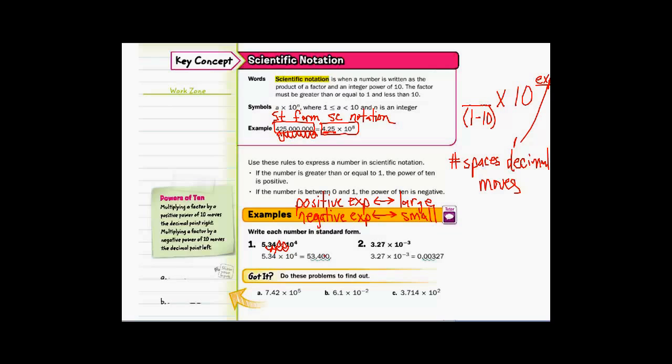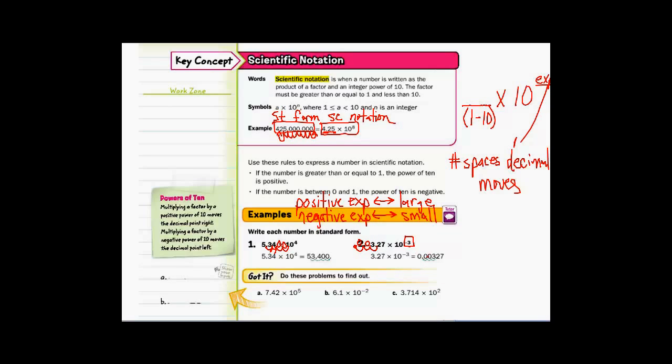53,400. This time I've got a negative exponent. Negative exponents I should associate with very teeny tiny small numbers. If I move this one to the right, I'm actually making this number bigger, and that's not what I want. Negative exponents, teeny tiny. Got to move them to the left. 1, 2, 3, and I'm going to add 2 zeros right there.